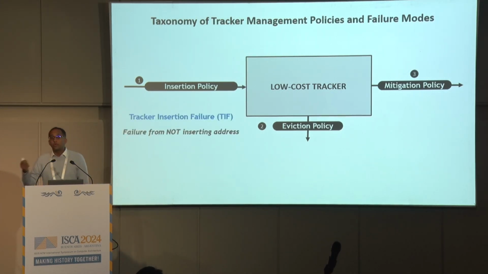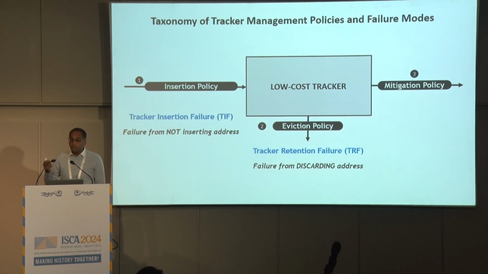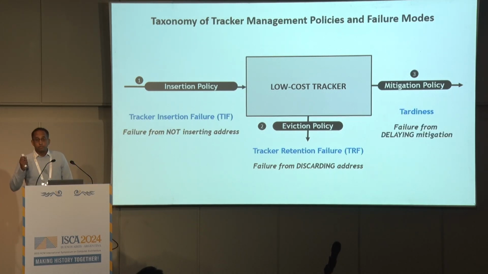Should you choose not to insert an entry within the tracker, you will suffer from a tracker insertion failure. Depending on your eviction policy, if you choose to evict an address from the tracker, that victim may not get mitigated. As such, these failures are called tracker retention failures. Since, as you saw from refresh, the victims are mitigated at the time of refresh, the delay in issuing a mitigation after inserting into the tracker is called tardiness.